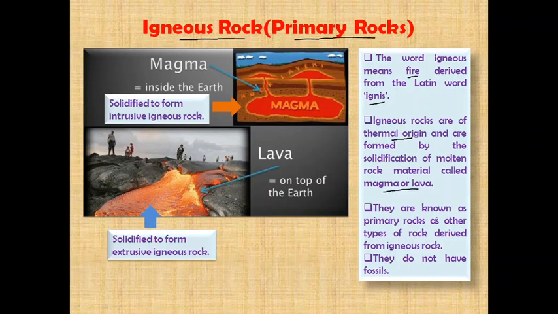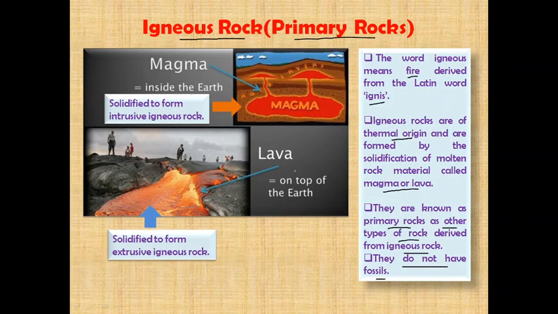Now the most important question, why igneous rocks are called primary rocks? They are called primary rock because other types of rock are derived from igneous rock. That means sedimentary and metamorphic rock derive the rock forming material from igneous rock. And as this rock is forming under very high temperature condition, they do not have fossil.